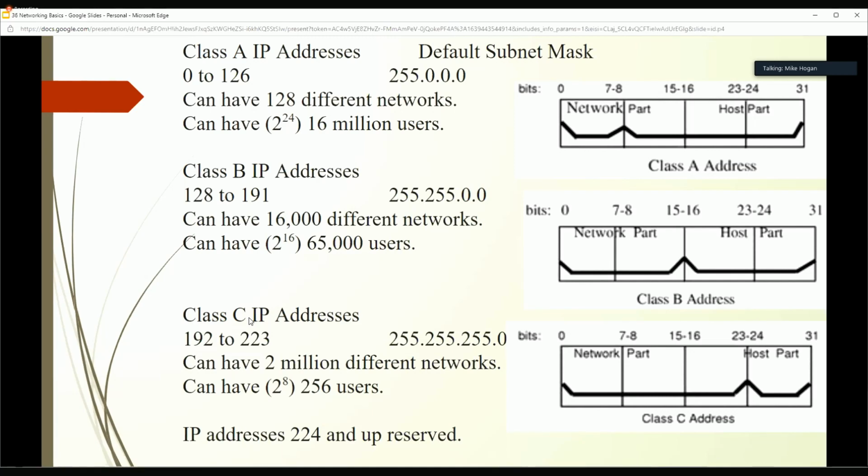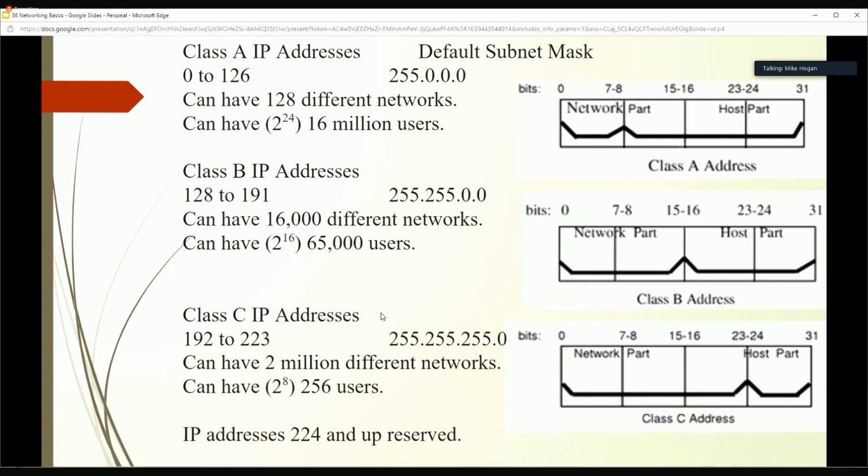If we look at class C IP addresses, now we've gone the opposite direction of class A. We've got our subnet mask of 255.255.255.0. That means the first 3 octets are all ones. Those first 3 octets all represent the network, and then the last 8 bits are the hosts. So it says we can have 2 million different networks, and we can have 2 to the 8, because we've got 8 bits, 256 users.